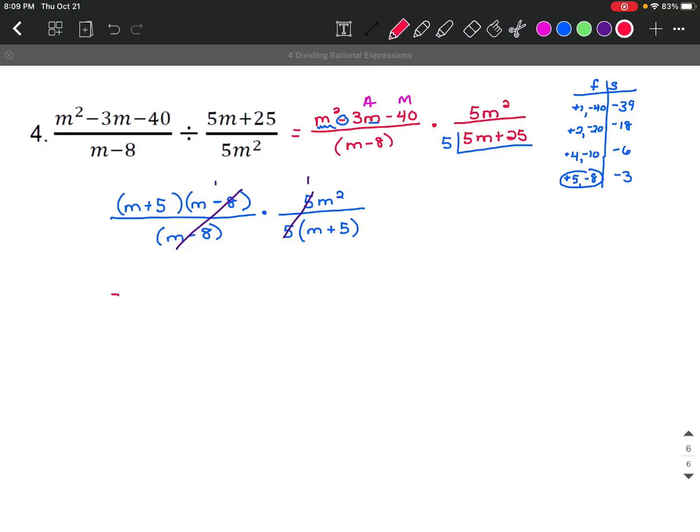Now if I multiply across the top, I have an m plus 5 and I have an m squared. In the bottom, the only thing I have is an m plus 5. And I have an exact match with those m plus 5's, and the only thing left is m squared. And there we go, guys.